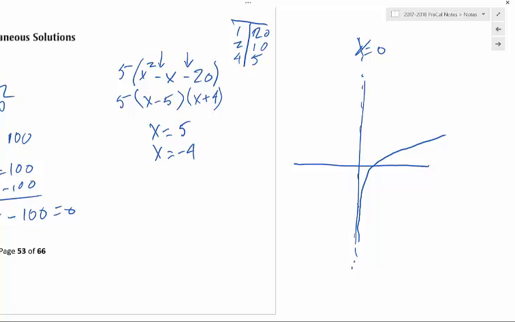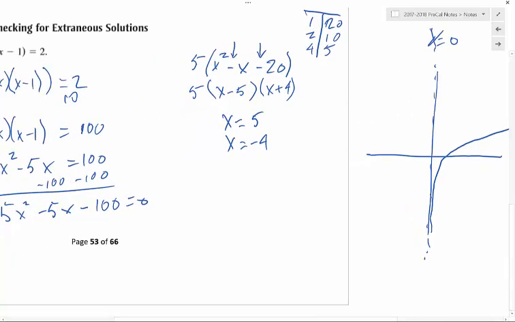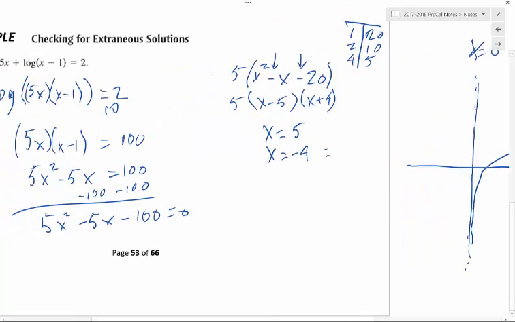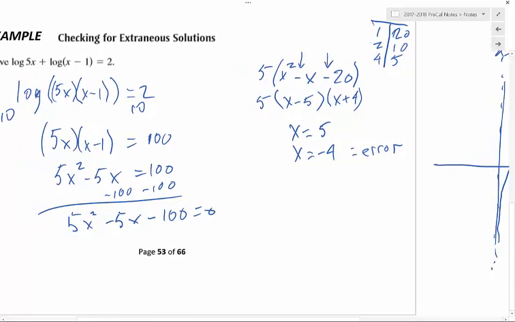It is restricted. So as a result, I can immediately say this one is an error, because if I plug it back in there, I'm going to get the log of negative 20 plus the log of negative 5. And that's going to be error. That will not work. So therefore I can state that really x equals 5 is the only solution.